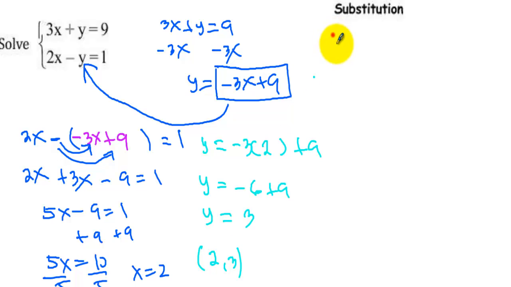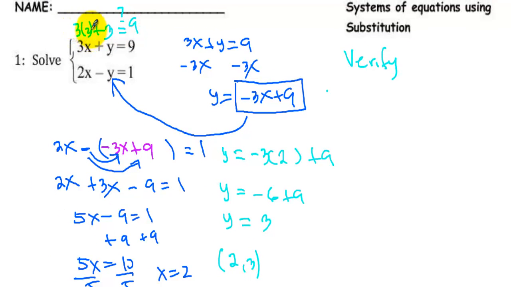And of course, don't forget to verify your answer. So let's plug in. So x is equal to 2, so 3 times 2 plus y, which is 3. Is this equal to 9? So 3 times 2 is 6, plus 3 is indeed equal to 9. So the first equation gave us a true statement. Let's check the second equation. 2 times x, again x is equal to 2, minus y, which is 3. Is it equal to 1? 2 times 2 is 4, minus 3 is equal to 1. Alright, so there we go. We were able to find the solution. We have 1 point, so we have only one solution, and we also verified our answer.